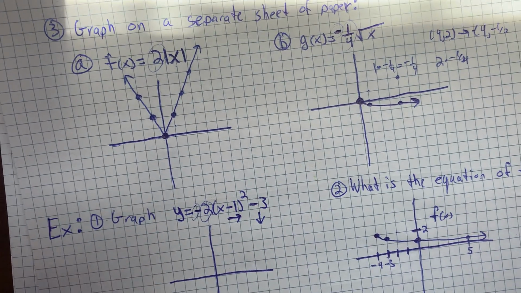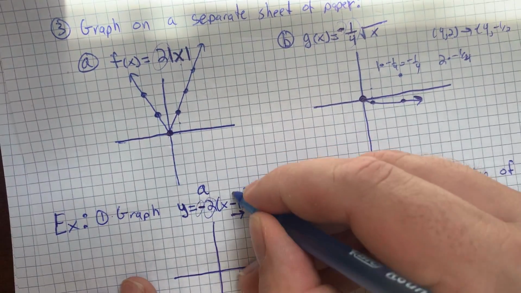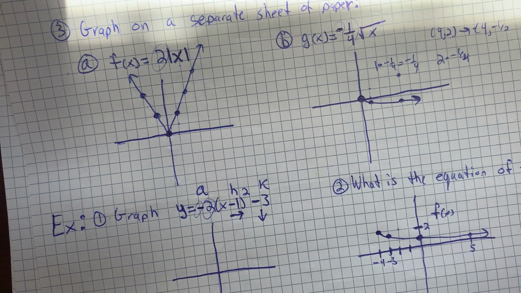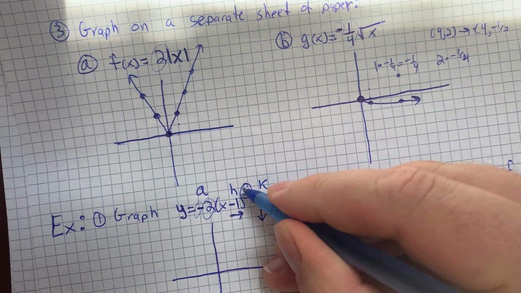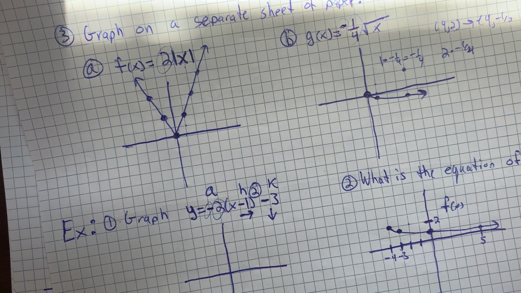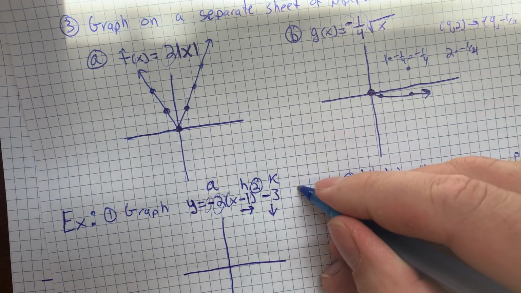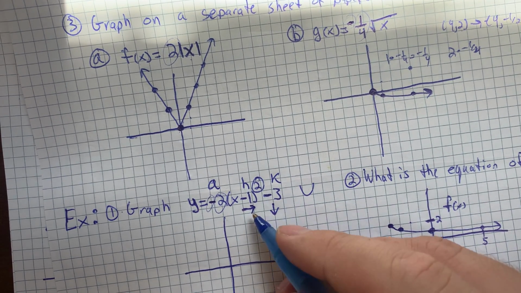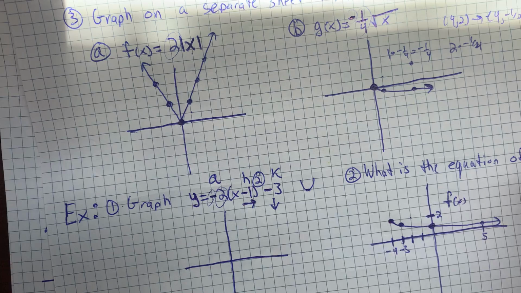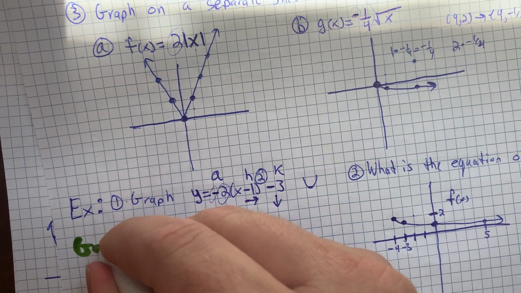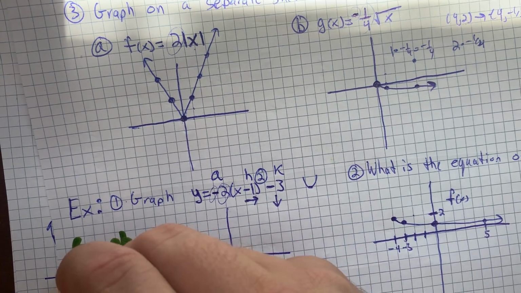So we can kind of think of what's going on here. Here's our a, our h, and our k. And what we're going to do is take what type of function it is. In this case, it's a quadratic. It's x minus 1 squared. So we know it's going to make a parabola shape. And we're going to start by moving the vertex. So we're always going to graph the vertex first.